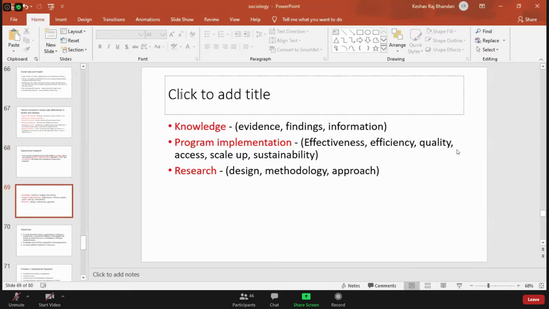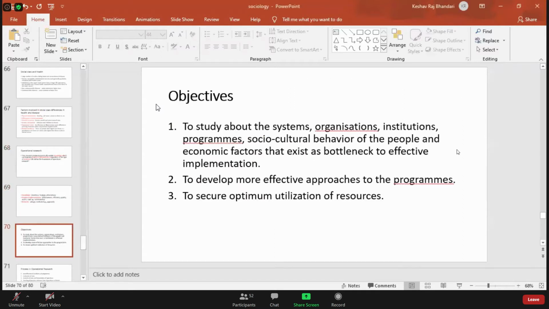Okay, so research, I think you all know what research is. The topic is being covered by other teachers. So what are the objectives of the research?